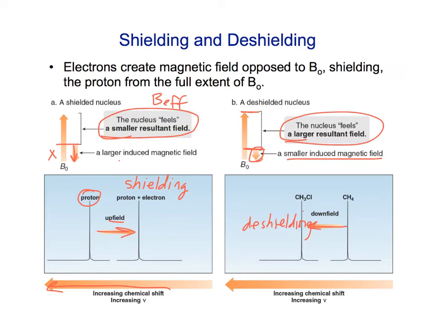Over here, this is going to be essentially protons that are in electron-rich environments, because the more electron density there is, the bigger the B local is. And this one over here would be in an electron poor environment, so there would be very little shielding. So this is the general trend.